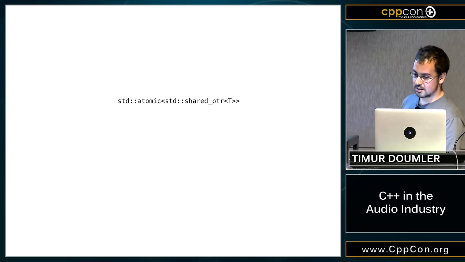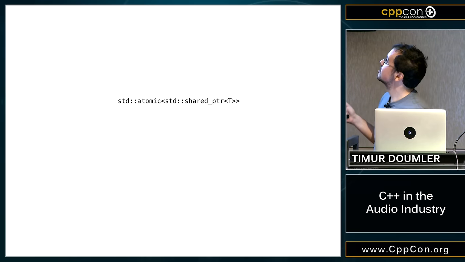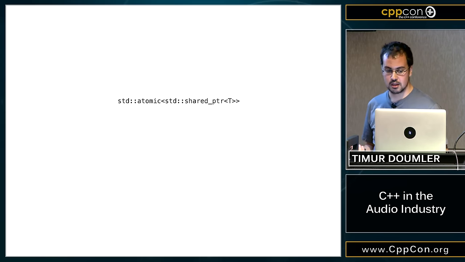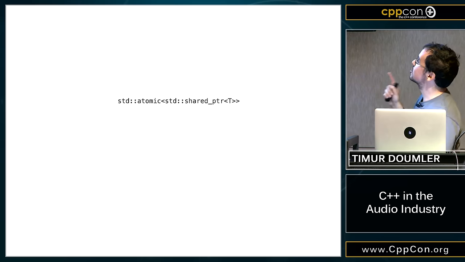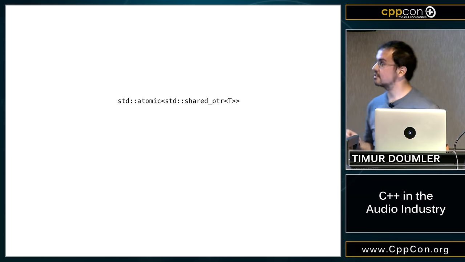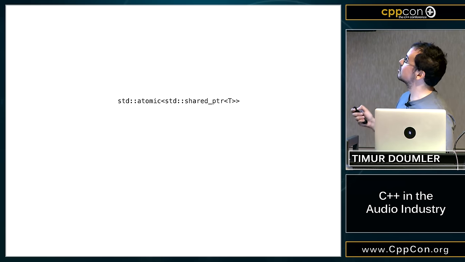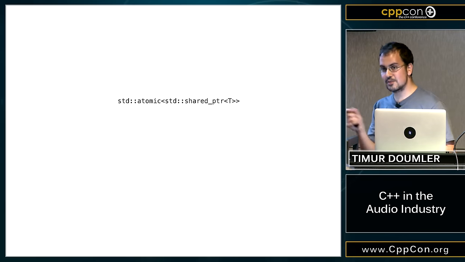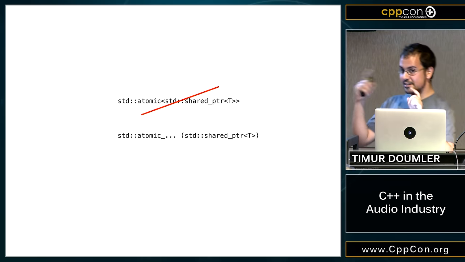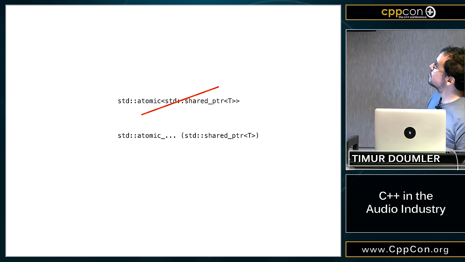And what we really want is, there is a class in the standard library, shared_ptr, which lets you automatically handle the lifetime of an object. And what you really want here is an atomic shared_ptr. And unfortunately, in the current standard, there is no such thing as an atomic shared_ptr like this. But there is one. It's interesting because the interface for it looks like this. You have std::atomic_something functions, and then they get a pointer to a shared pointer as an argument.